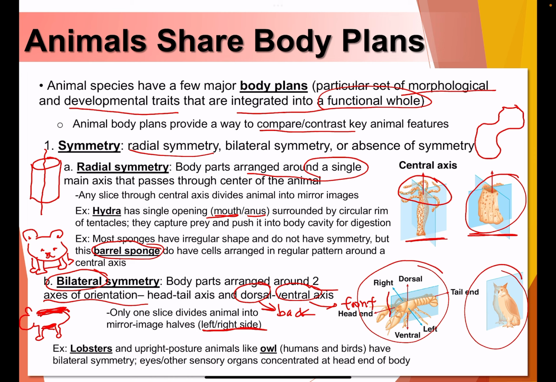You still only have one slice that can happen down the center of the animal and divide it into left and right halves. That's what we call bilateral symmetry. Lobsters and owls have bilateral symmetry. And usually, eyes and other sensory organs are concentrated at the head end of the body versus the tail end. Of course, there are always exceptions, but most of them do have eyes, mouth, nose, and eating structures around their head area.